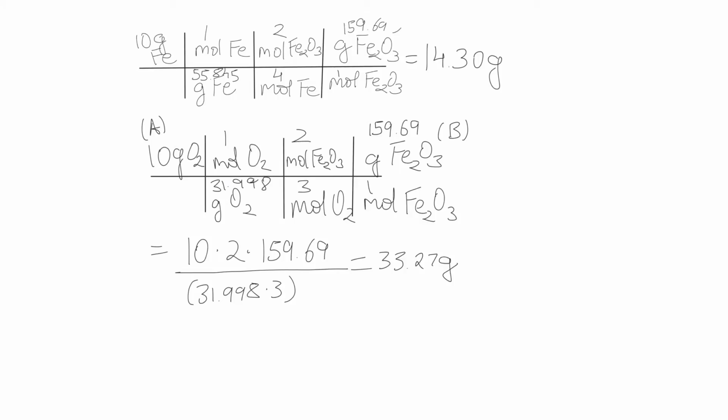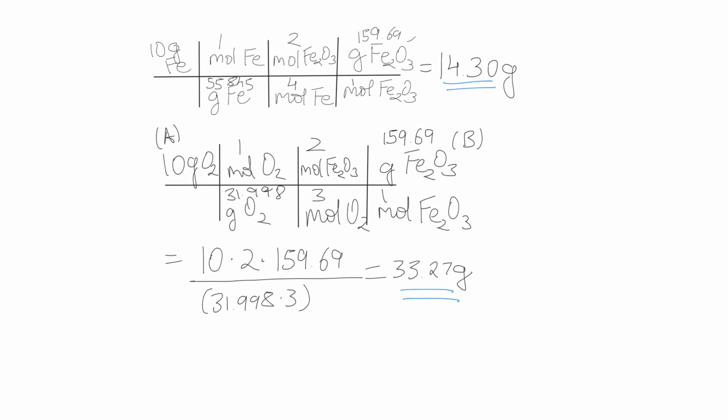Okay, so I hope you got the same answer. I got 33.27 grams worth of Fe2O3. Now, at this point, you can clearly see that I have two answers here, right? I've got 14.30 grams when I started with Fe, and I got 33.27 grams when I started off with oxygen. Realize that I have the same amount of both chemicals, right? I started off with 10 grams of iron, and I started off with 10 grams of oxygen gas.